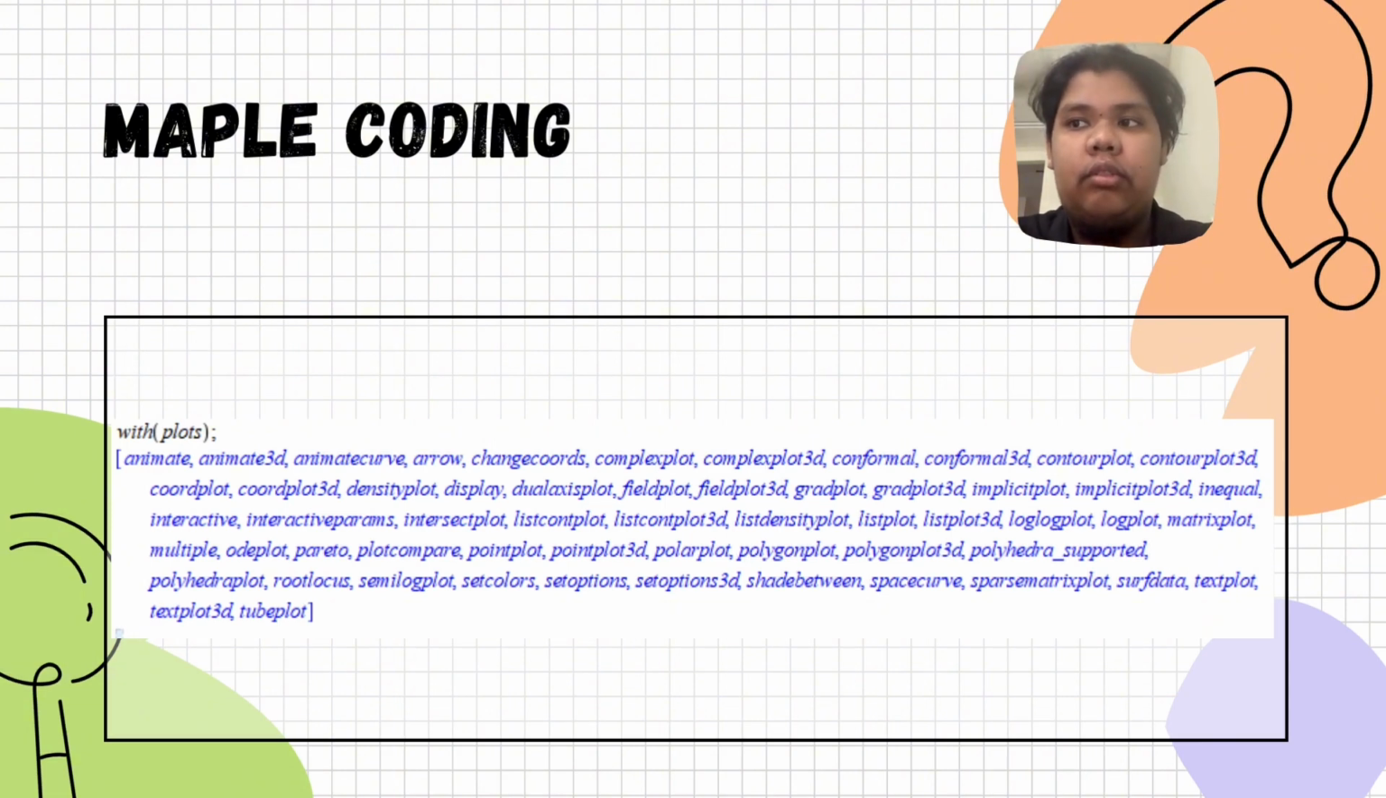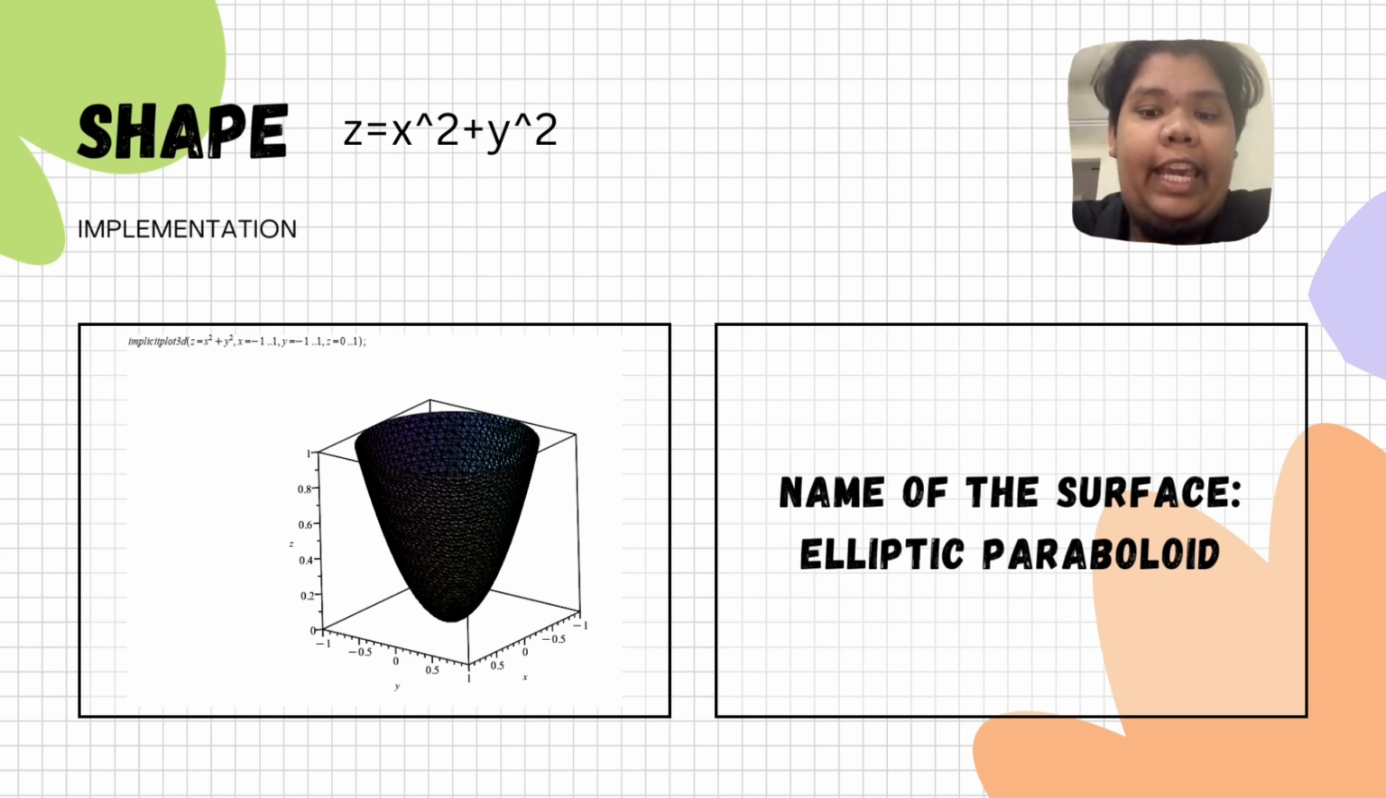And let's continue. So for question A, we just use the command implicit plot 3D, and we enter our equation, which is z equal to x squared plus y squared. And for the limit of x, it is suitable in -1 to 1. For the limit for y, -1 to 1. And for the limit of z will be 0 to 1. And we enter, we get the shape of elliptic paraboloid.